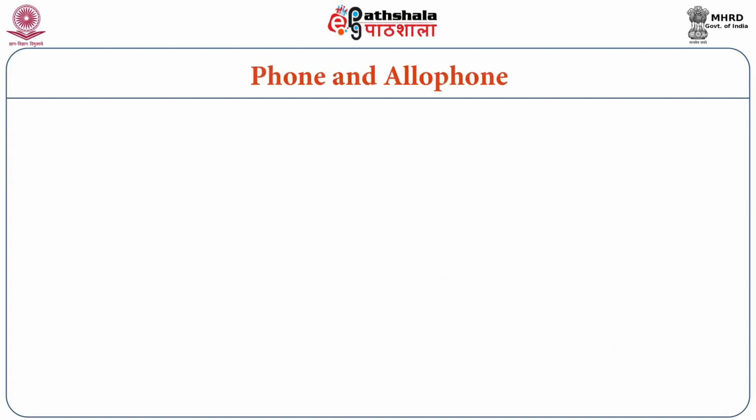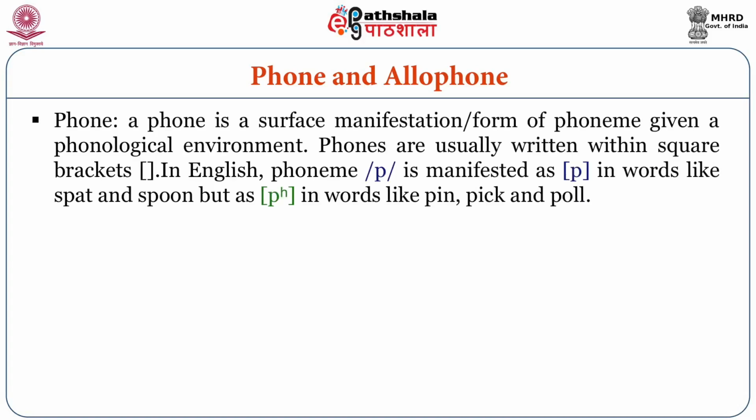Often we discuss phone and allophone. Now, what are the differences between the two? We all know that a phone is a surface manifestation or form of a phoneme given a phonological environment. Phones are usually written within square brackets. In English, the phoneme p is manifested as p in words like spat, spoon, but as p with aspiration in words like pen, pick, Paul.